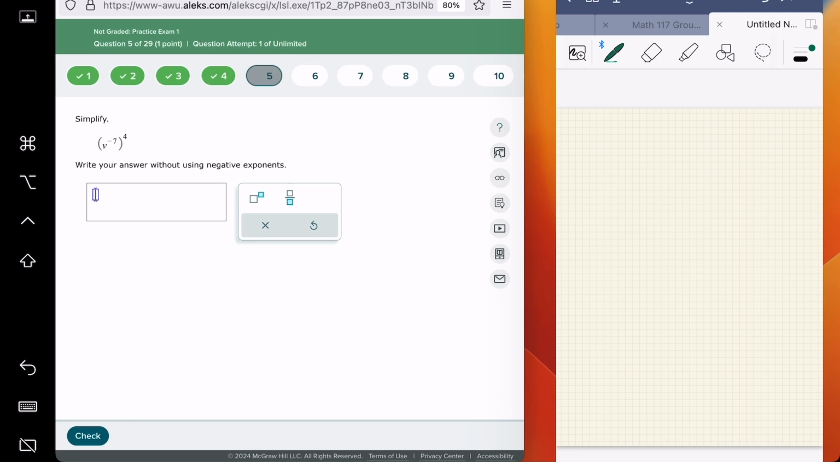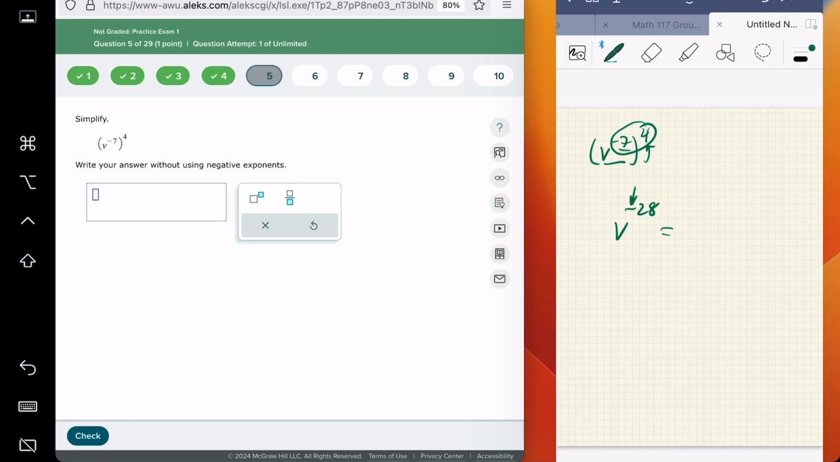All right. So last time I wrote this out, and I did 4 copies, or last time it was really 3 copies because I had a different exponent. This time, let's just do a power rule. If I have something with an exponent raised to a power, then I can multiply these 2 exponents. So what is 4 times negative 7? It's negative 28. Okay, but now I need to not use negative exponents.